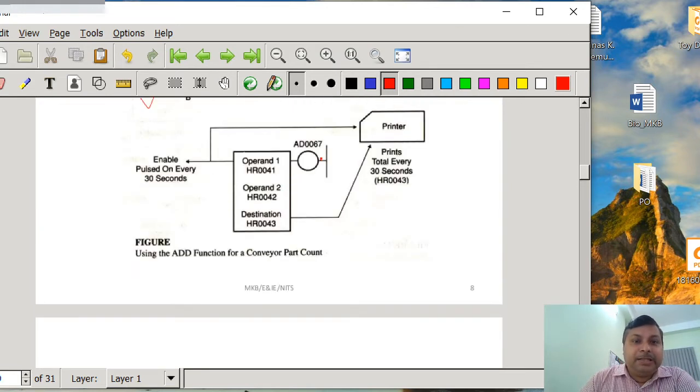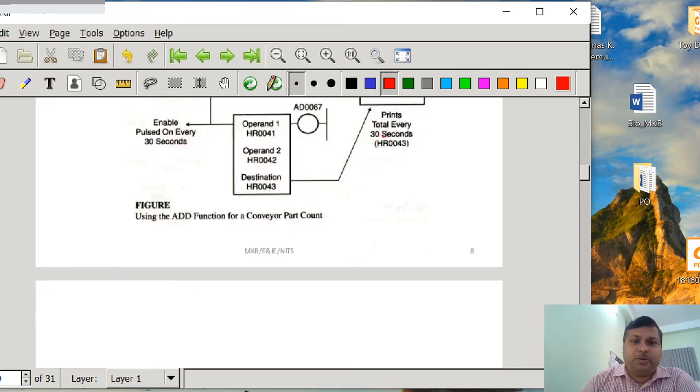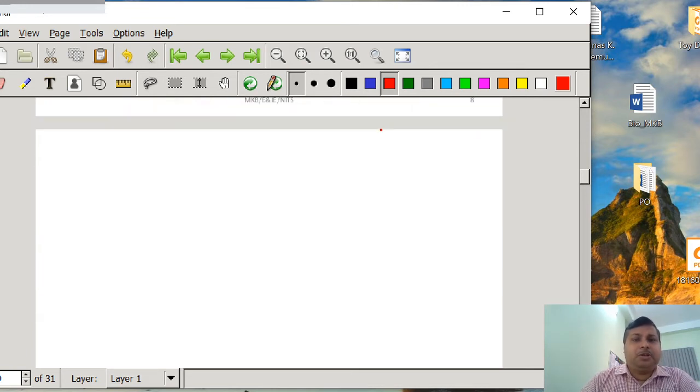Another thing is that every 30-second interval of time we want to know the total number of counts in the main conveyor, and we can have the printing facility also. Okay, so how will we develop this?